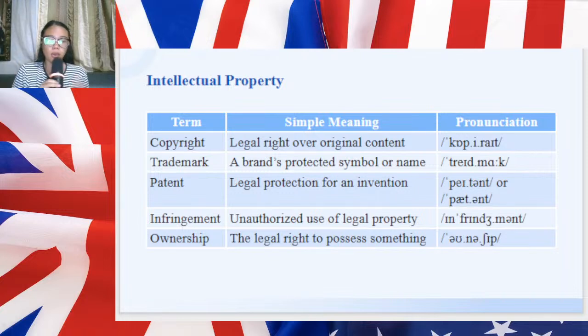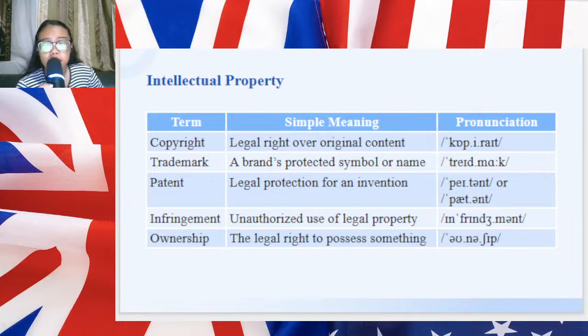Okay, going back, the last word or term is ownership. This is the legal right to possess something. So ownership is our right to have control over and possess something, which includes IP or intellectual property. It grants you as the owner the right to use, to sell, and manage that property.